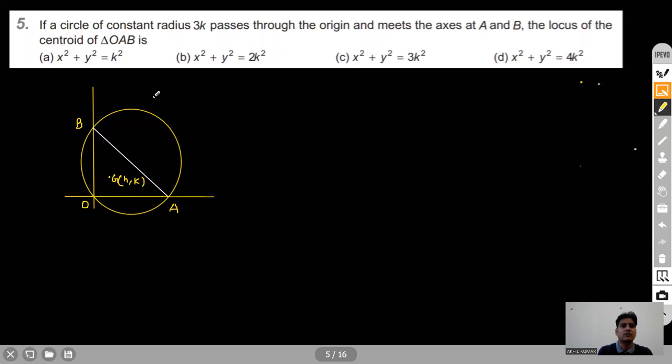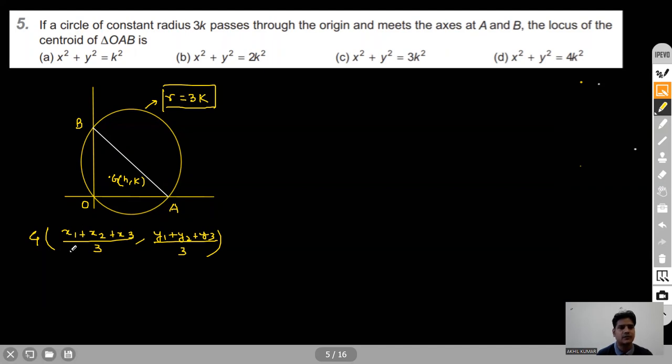And one more piece of information is given here. The radius of this circle is equal to 3k. Now, for any triangle having vertices x1, y1, x2, y2, and x3, y3, we generally represent the centroid as (x1 plus x2 plus x3) by 3, comma (y1 plus y2 plus y3) upon 3. These are the coordinates of the centroid, right? Now here, we know the coordinates of the origin. This will be 0, 0. Do we know the coordinates of A and B? If we can find that, our task will be easy, right?